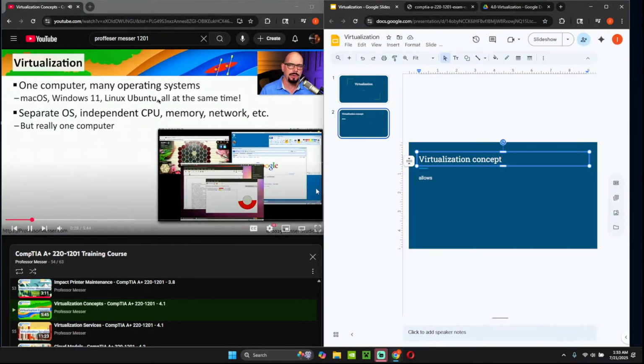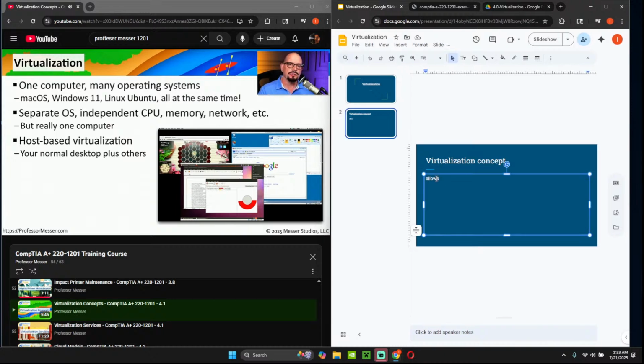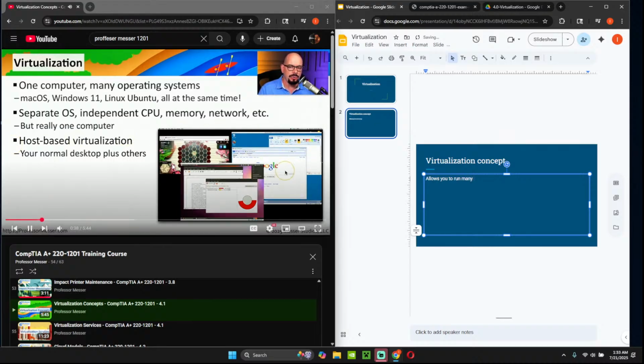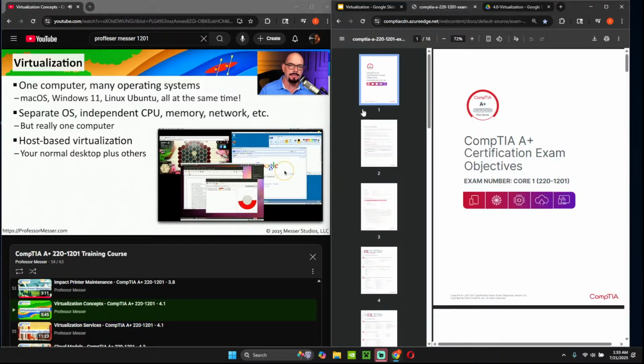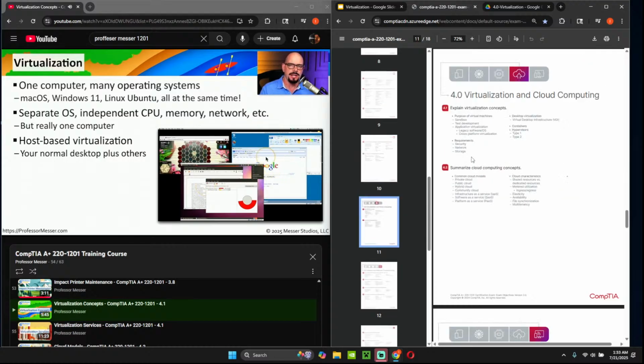these virtualized operating systems. If all of these different operating systems are virtualized on your desktop, then we refer to this as a host-based virtualization. This means you're running something like Mac OS as the primary operating system, and then virtualizing other operating systems on top of that.